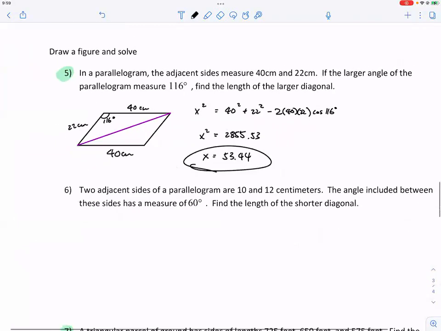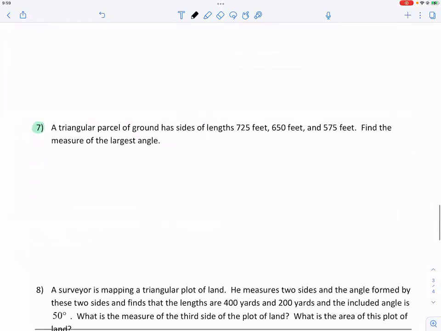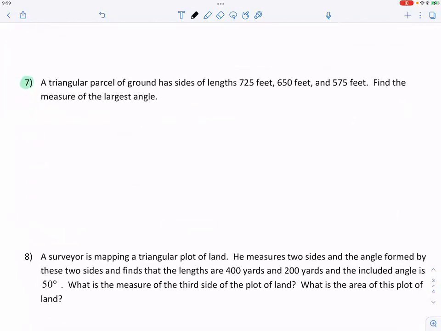Okay, so that's the word problem here for number 5. And let's take a look at number 7. A triangular parcel of ground has sides of length these 3 feet. Find the measure of the largest angle. So go ahead, draw the triangle. Draw the triangle and label the angle of interest in this case.